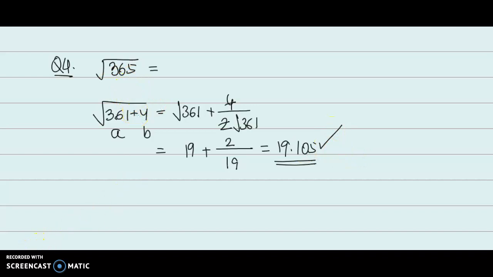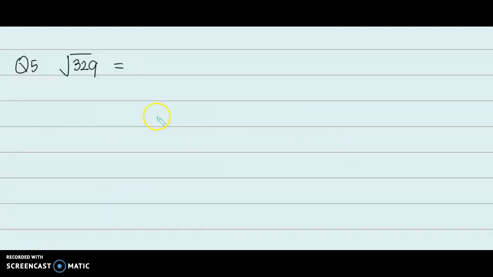Let us take a look at the next question. You can see the next question is under root 329. So we have to break it into two numbers such that their sum is 329, and one of them should be a perfect square as well as close to this number. So 324 is a perfect square, plus 5. We can write it like this.